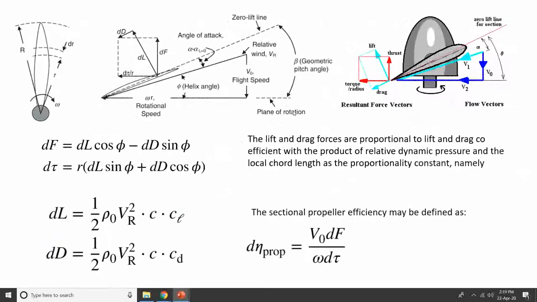So we'll come to the main diagram. Some of you are not able to come. One second.